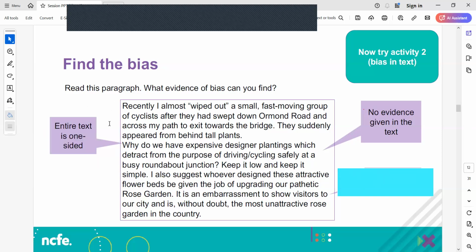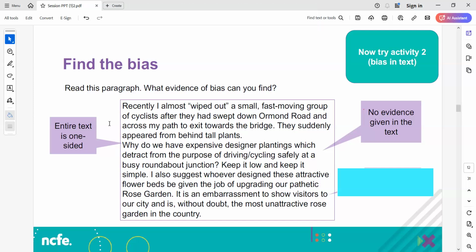So yeah, the entire text is one-sided. So we don't hear from the cyclists what they think. They suddenly appeared from behind tall plants. Well, maybe he was going too fast. Maybe he should have been slower near the plants, and it wouldn't have been such a surprise to him that they appeared.